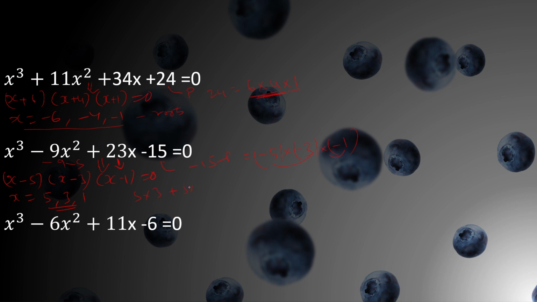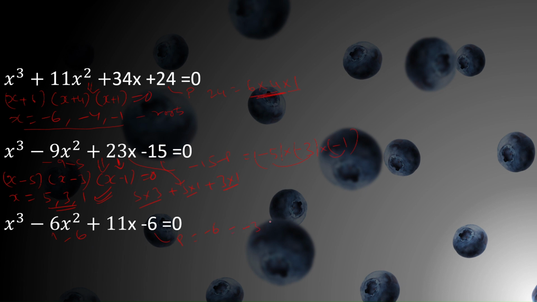And if you want to verify the third coefficient, check it. 5 into 3 plus 5 into 1 plus 3 into 1: 15, 5 is 20, and 3 is 23. Yes, this is satisfying. It means our selection is perfect.